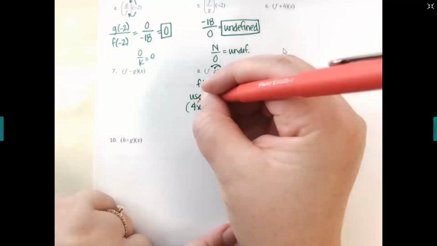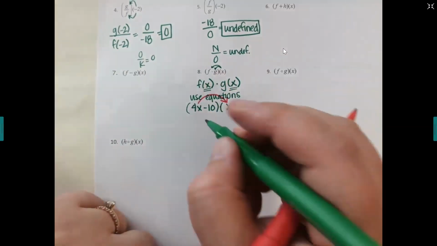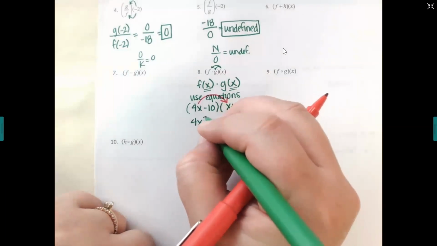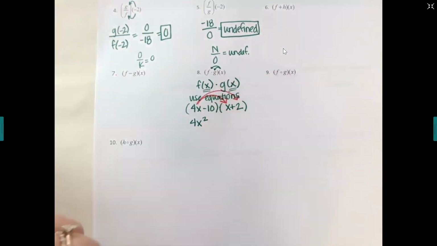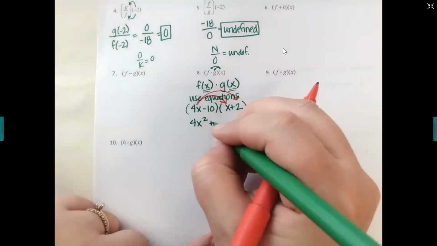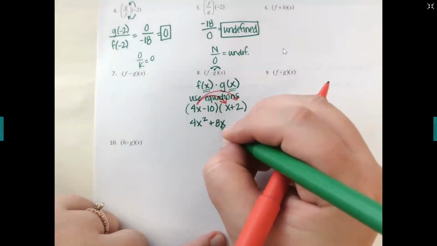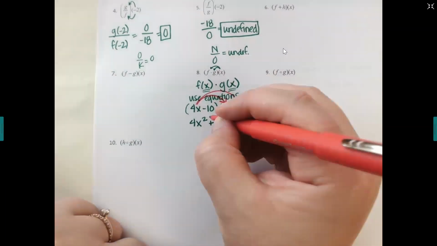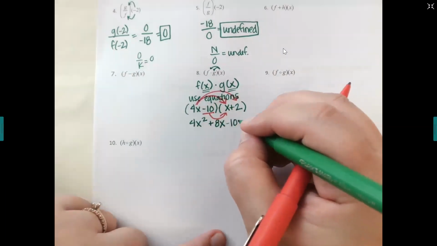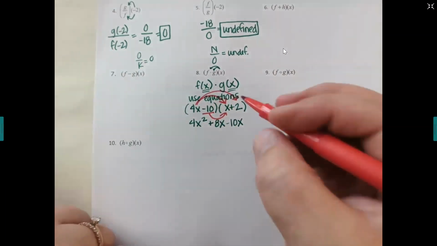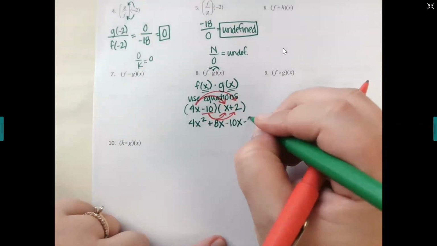So what is 4x times another x? 4x squared. Okay, what about 4x times plus 2? 4x times 2 is 8x. Okay, negative 10 times x is negative 10x. And then negative 10 times 2 is negative 20.